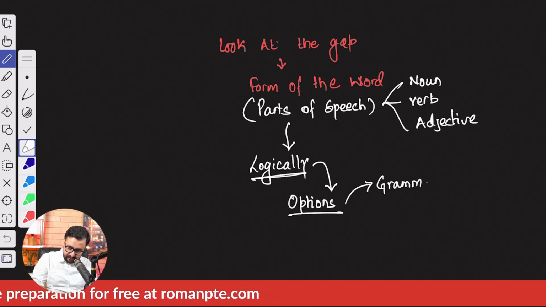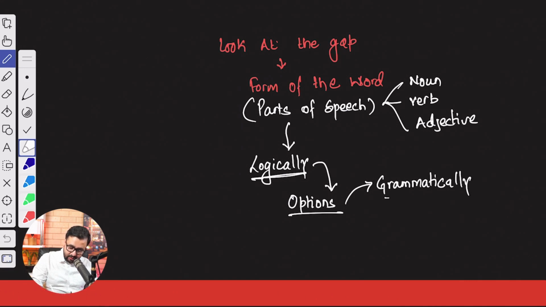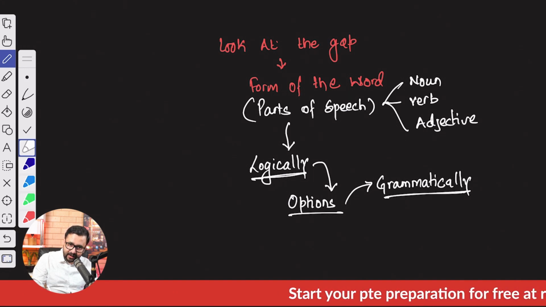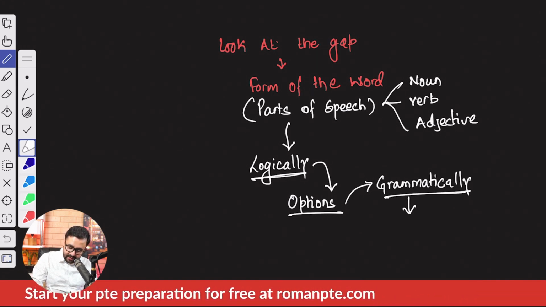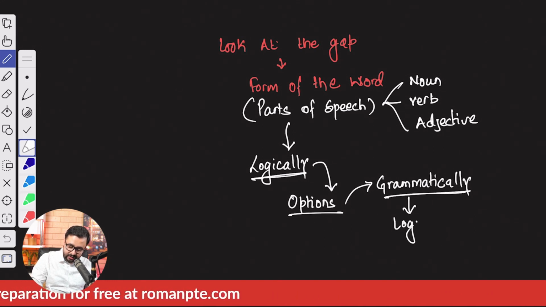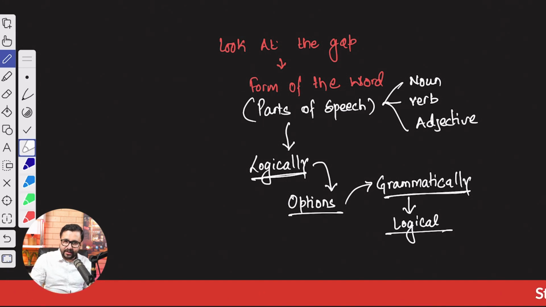Because remember, in the first step, we thought about the form of the missing word. That means whether the word is noun, verb, adjective, adverb, or so on. So if I need a noun, I'll only focus on those options which are nouns. And then after that, I'll pick the one that is the most logical out of all the words in the correct form. So these are the steps.